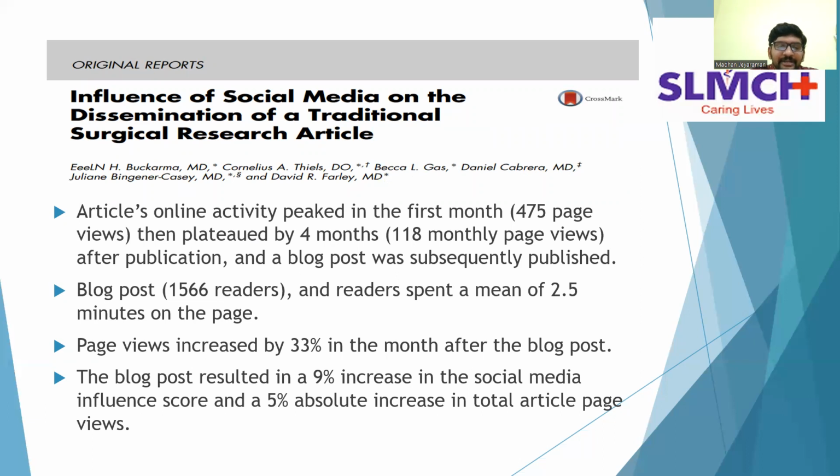Bakarma et al. studied a survey on how an article reaches the community. The article's online activity peaked in the first month and plateaued by the fourth month. When a blog post is released, reader engagement is higher than with plain text abstracts. So social media is very essential for disseminating research. Blog posts resulted in a 9% increase in social media influence score and a 5% absolute increase in total article page views.